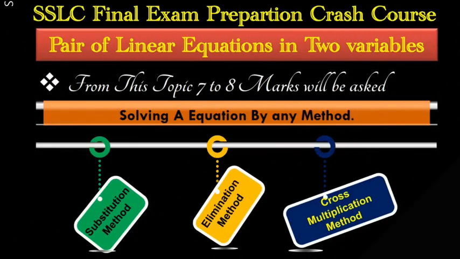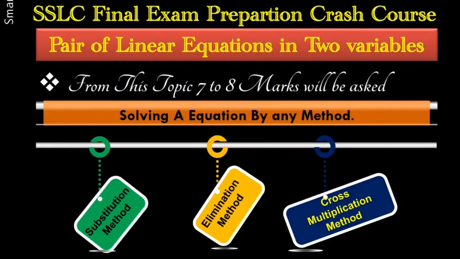Dear students, as you know, we are dealing with a topic called a pair of linear equations in two variables. From this topic, there will be 7 to 8 marks of questions in your final examination. But out of that, nearly 6 marks of questions are 100% questions. And out of that, the first one is solving the equation by any method.